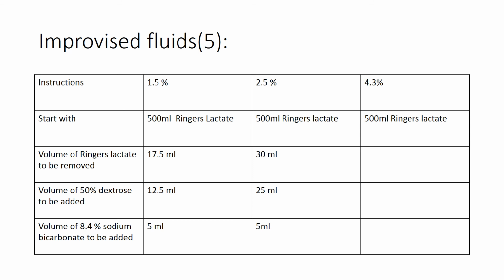So as I was saying, for 1.5%, you will remove 17.5 ml of Ringer's lactate from a 500 ml Ringer's lactate bag, and then we add 12.5 ml of 50% dextrose, and then add 5 ml of 8.4% sodium bicarbonate. And then to create 2.5%, we remove 30 ml of the Ringer's lactate from the 500 ml bag, and then we add 25 ml of 50% dextrose, as well as 5 ml of 8.4% sodium bicarbonate. Okay. If you look at other papers, certain colleagues also add calcium to the solution, but we tend not to add any calcium gluconate.